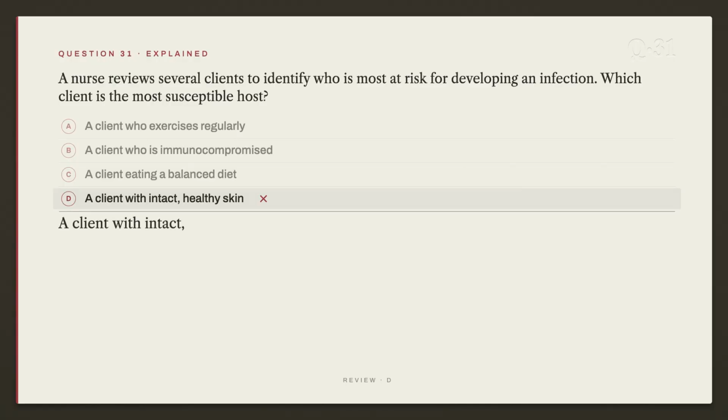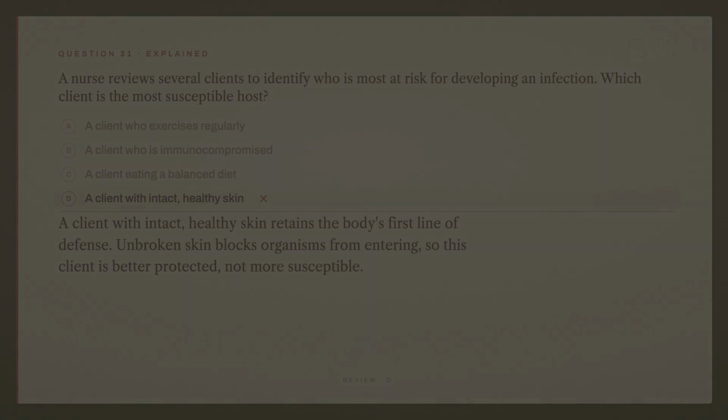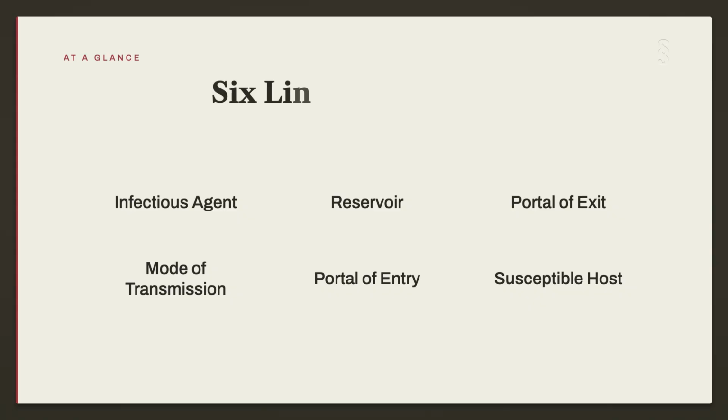D is wrong because a client with intact, healthy skin retains the body's first line of defense. Unbroken skin blocks organisms from entering, so this client is better protected, not more susceptible. The susceptible host is one link in the chain of infection, and it names the person whose defenses cannot repel an invading organism. This chain describes the full sequence an infection must complete.